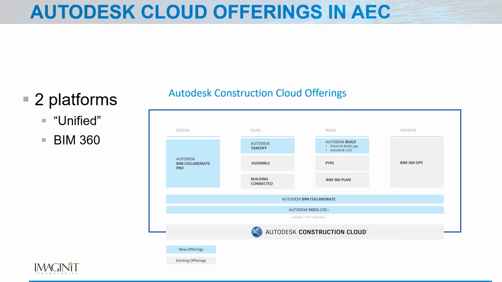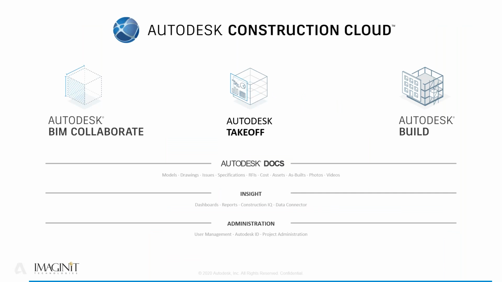So with that, we have these three main areas. These can be purchased as separate parts of the ACC. We've got BIM Collaborate, Autodesk Takeoff, which is part of that planning phase, and then Autodesk Build, which is that field management, construction management solution. You'll see that across the bottom here, Docs, Insight, and the administration tools. So the things that we use to manage permissions and invite different people to our projects, those are all controlled globally throughout the unified platform. So definitely cross those different phases of construction.